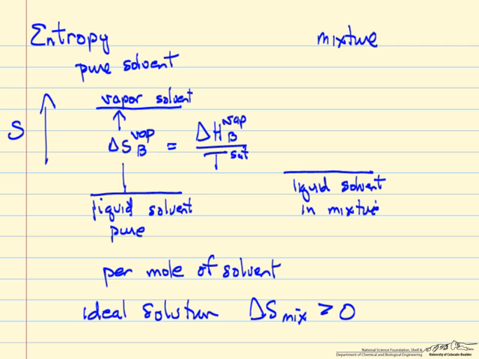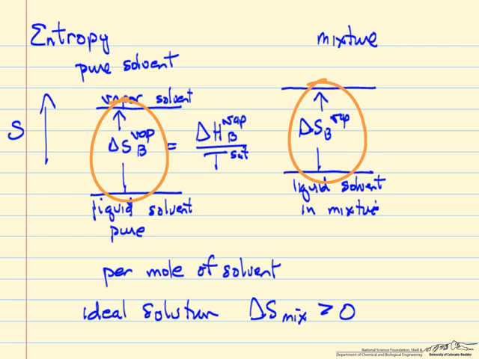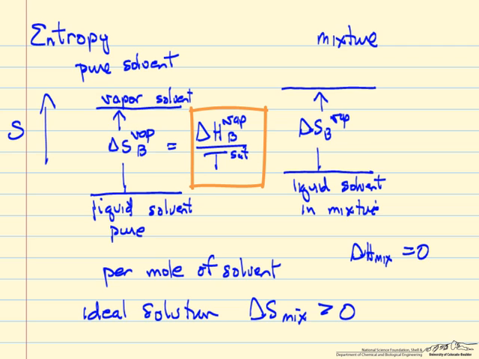Now we're going to evaporate a mole of the solvent. The entropy change for vaporization of a mole of solvent is the same because the enthalpy of mixing, delta H of mixing, is 0. So the energy change is again equal to the heat of vaporization. We just showed earlier that that didn't change. The temperature at which we carry this out is the same. So that's the same. This now is the vapor of the solvent in the mixture.